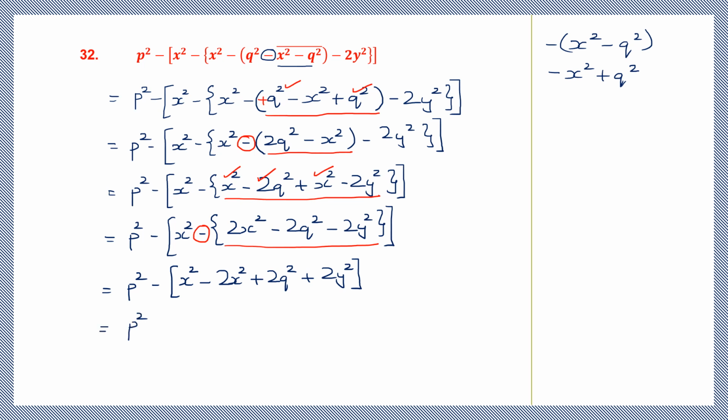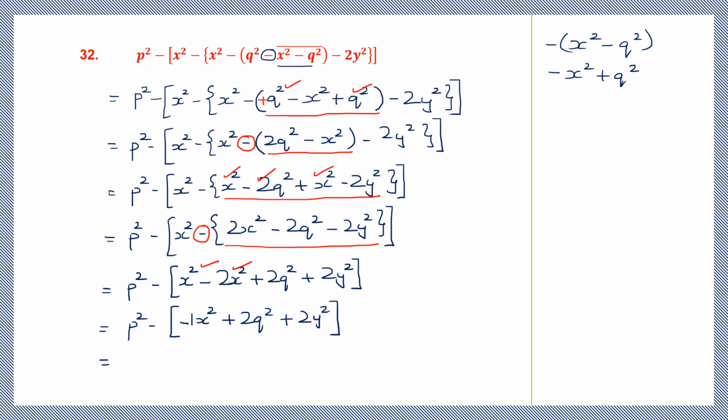Before that, let's simplify what is inside. So here we have x square minus 2x square. Signs are different. Put the sign of the bigger number and subtract. 2 minus 1 is 1x square. Then we have plus 2q square and plus 2y square.